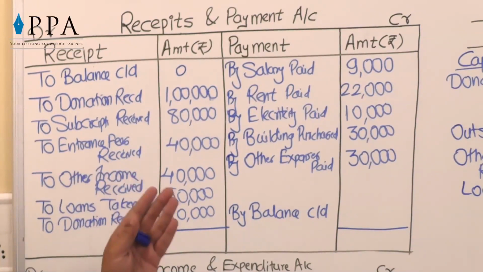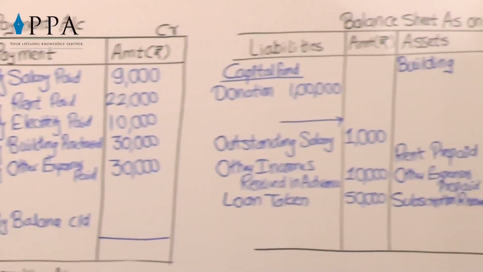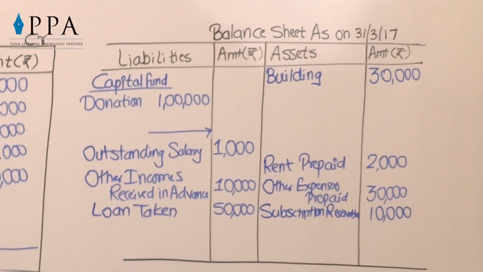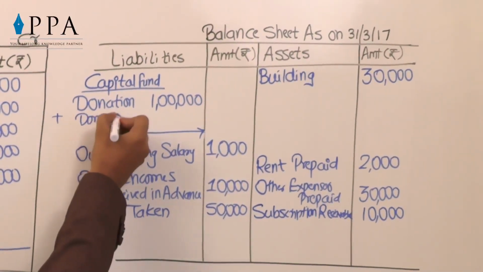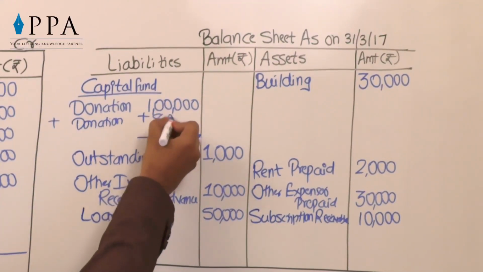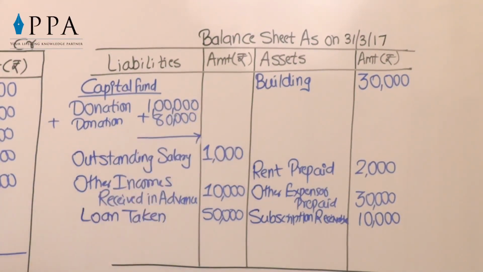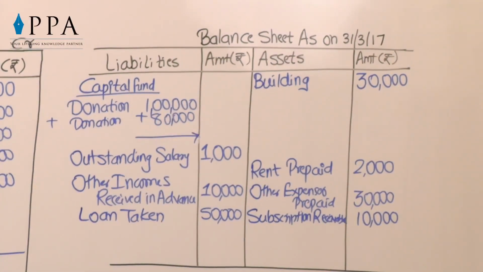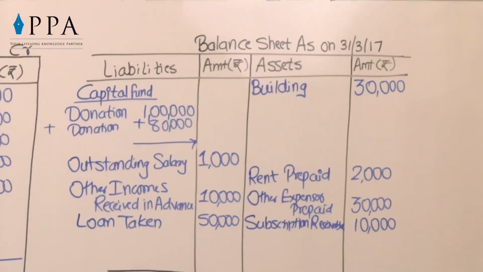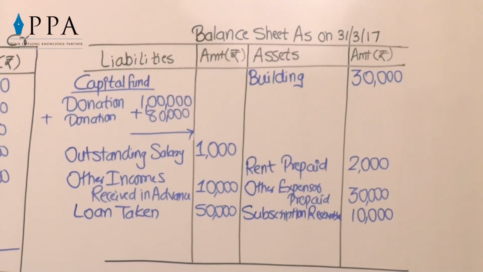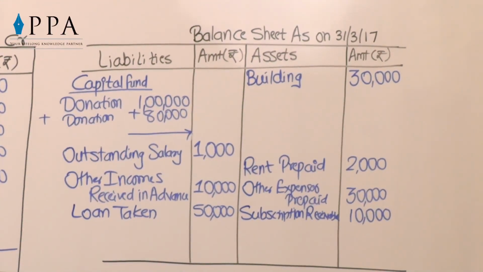So let's go to the balance sheet liability side, where we have already added one donation to the capital fund. Again added donation received 80,000. First effect, cash account debit. Second effect, donation received. So added in capital fund. Now all the adjustments are over. This is right time to close all the accounts and get the balance sheet tally. Let's move towards it now.